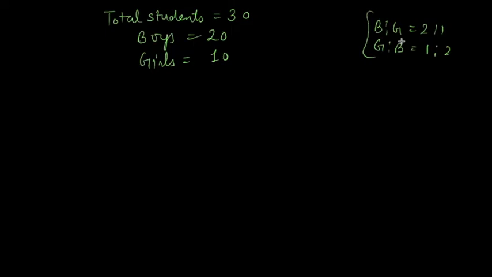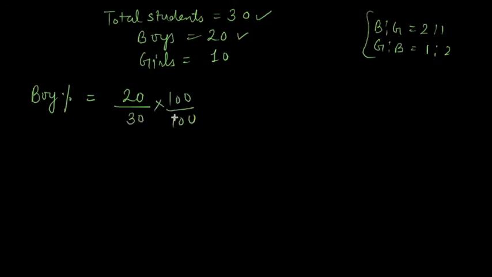Now if I want to write this in the form of percentage, how do we write? Boys percentage will be how much? It is 20 out of how many? 30. That's your total, right? Into 100 by 100. Can I do that? Because 100 by 100 is what? 100 by 100 is 1. So if I multiply and divide by the same number, it does not make any difference. Now 1 upon 100 means this portion can be converted to a percentage sign.